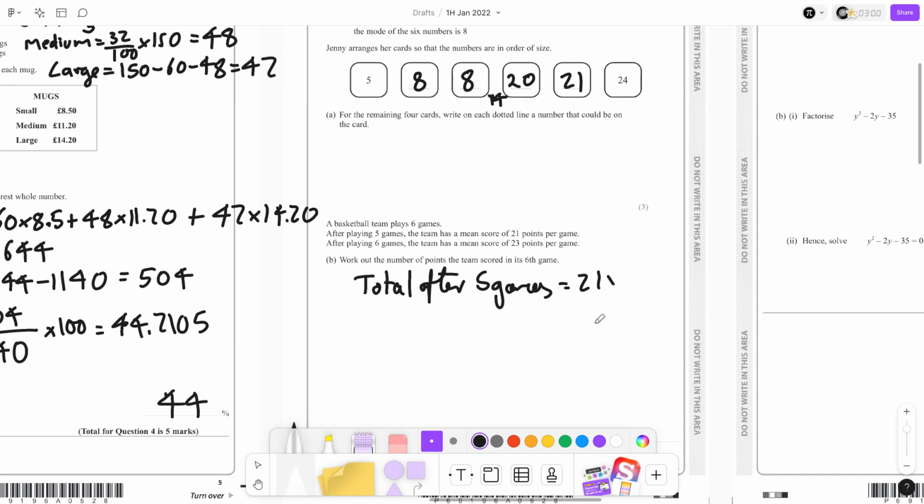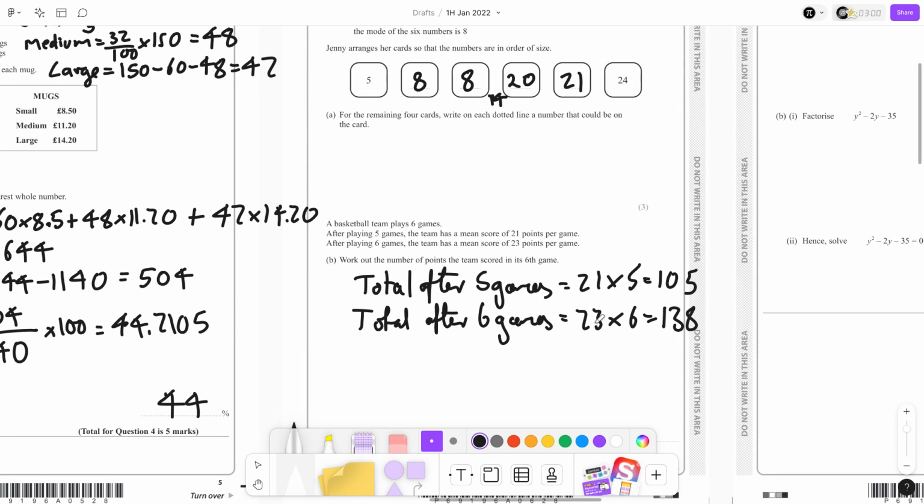is 21 times 5, which is 105. Total after 6 games is 23 times 6, which is 138. Therefore the points in the 6th game is the difference between the two. 6th game we had that, after the 5th game we had that, so we've got 33 points.